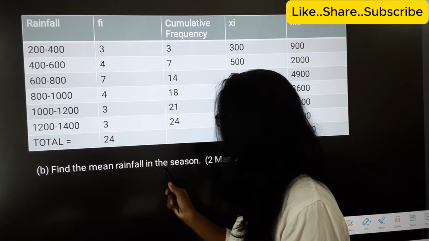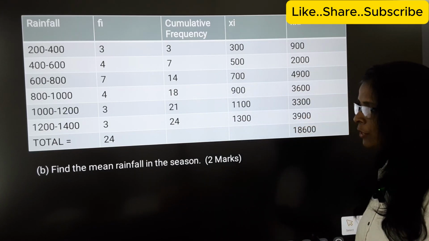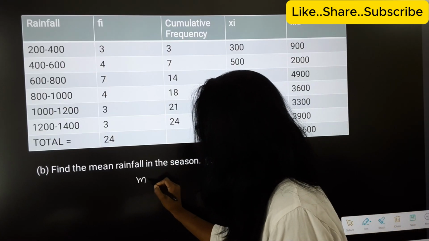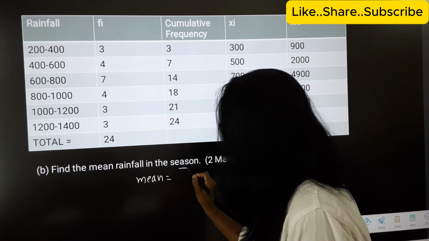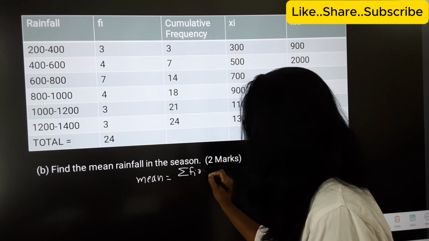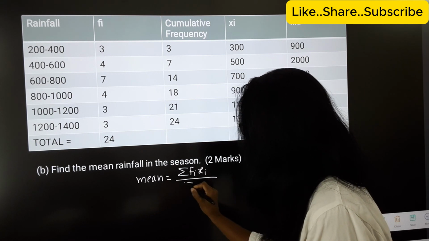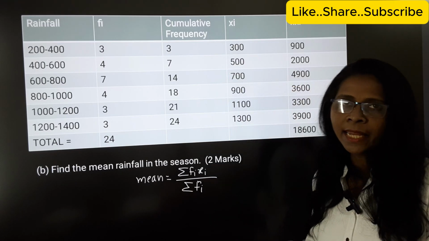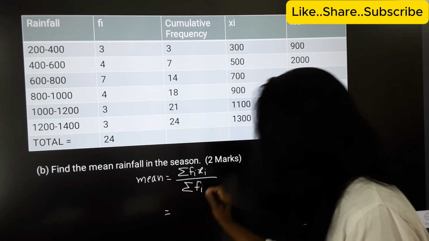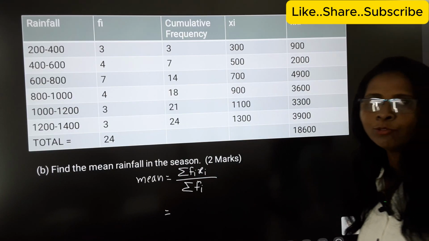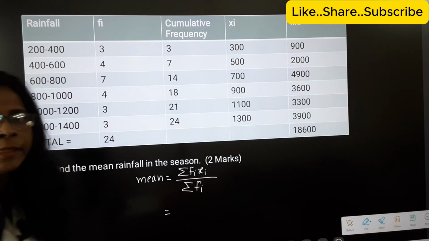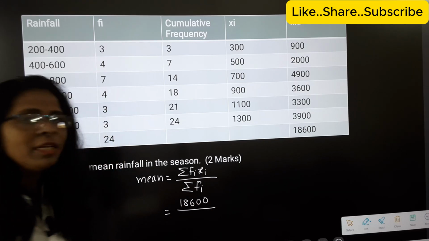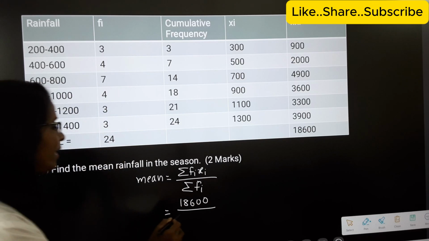Next question, students: find the mean rainfall in the season. Here we have to find the value of the mean. The formula for the mean is summation fi xi divided by summation fi, and we also call summation fi as n. Here summation fi xi is 18,600 and summation fi is 24.